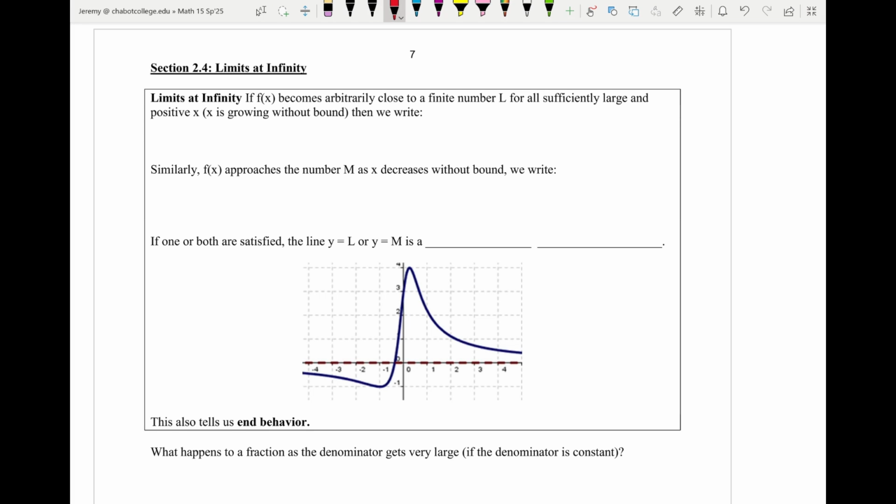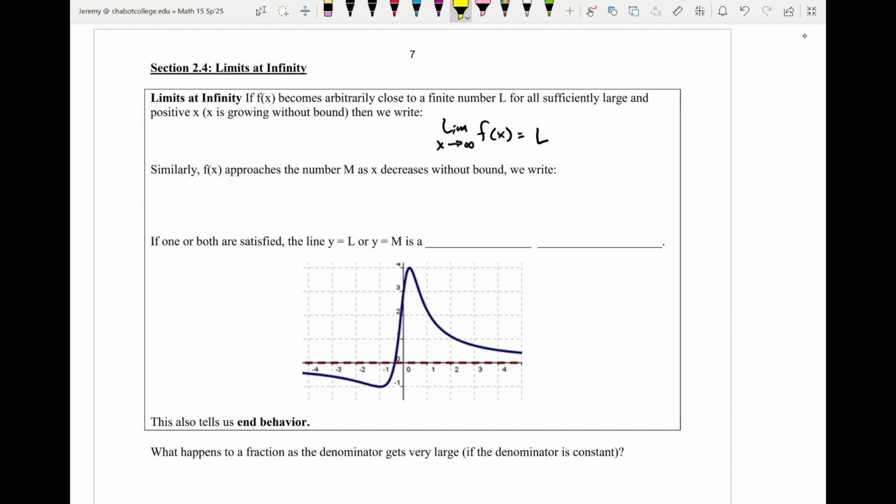Section 2.4, limits at infinity. So let's just jump right into the definition here. If f of x becomes arbitrarily close to a finite number L for all sufficiently large and positive x values, that is x growing without bound, then we write this: the limit as x approaches infinity of f of x is equal to L.